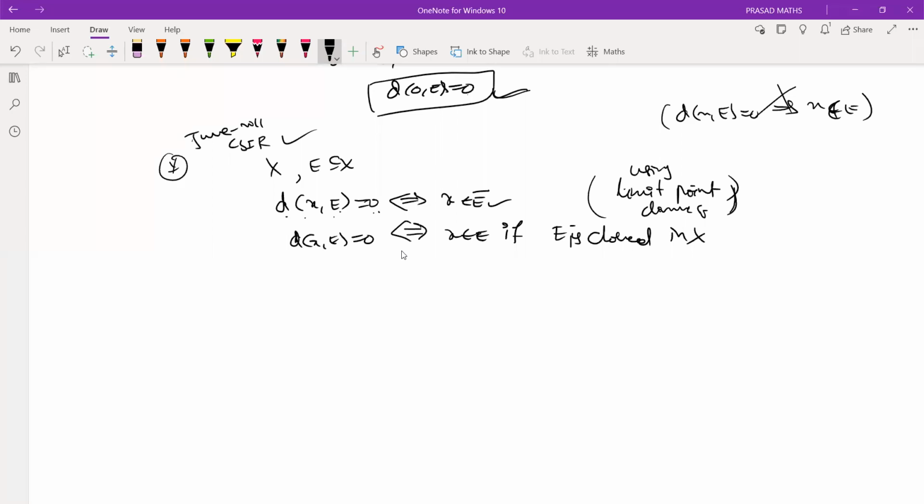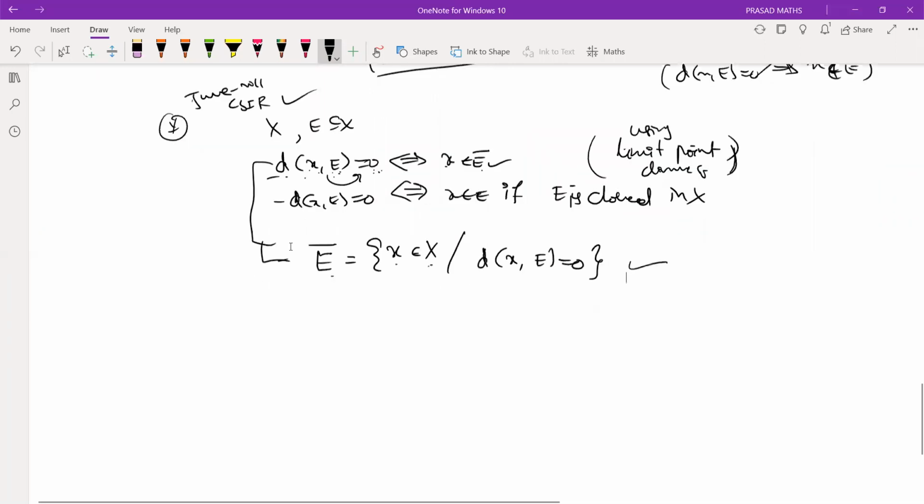Or else, we can rewrite the statement like this. The closure of E can be written as the set of all points x in X such that the distance between x and E is 0, because x in the closure means the distance between x and E is 0. These are also equivalent statements. Is it clear? These three statements are very, very important. The closure of E is the set of all points in the metric space such that the distance between x and E is 0. This is also an equivalent statement.